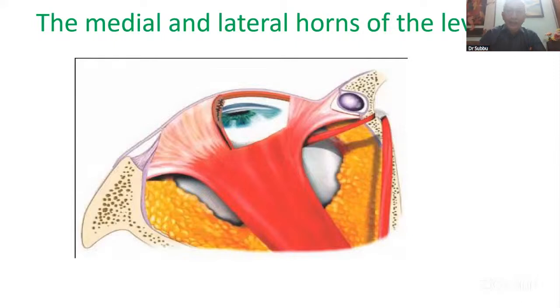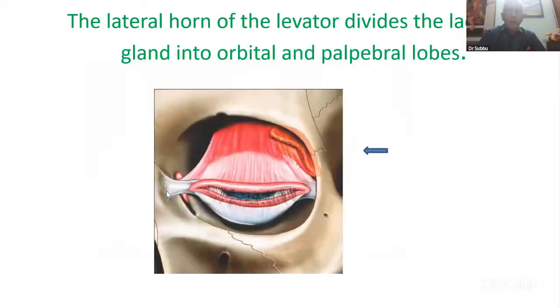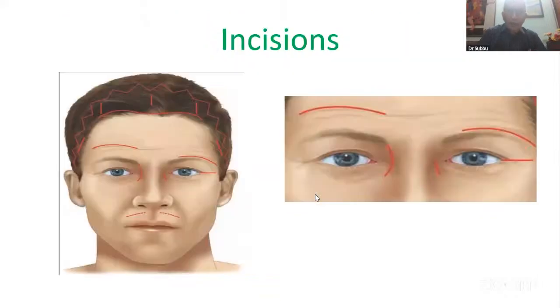The medial and lateral horns are these things. The medial horn divides and gets attached to the sac, and the lateral horn divides the lacrimal gland into the palpebral part and the orbital part. The lateral horn of the levator divides the lacrimal gland into orbital, and this is the palpebral. Inside is the orbital, which has been divided by the lateral horn.